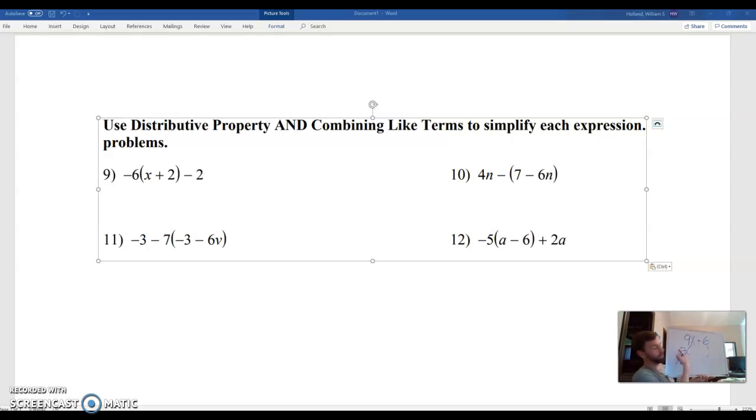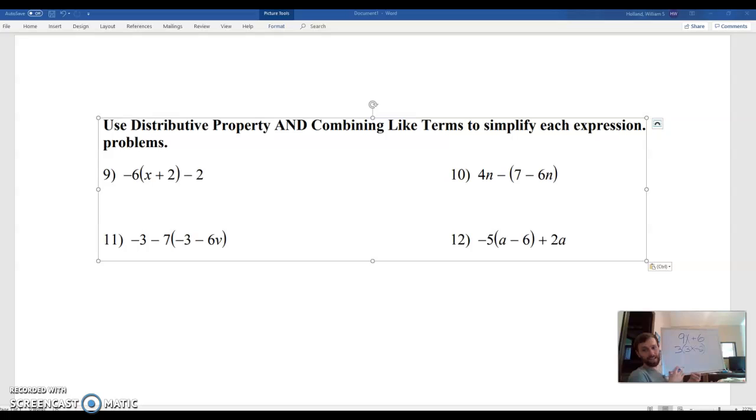9x divided by 3 gives me 3x. 6 divided by 3 gives me 2. So 3 times 3x plus 2 is the same as 9x plus 6. These are equivalent expressions, okay? They are equivalent, which means they are the same, but just in different forms.